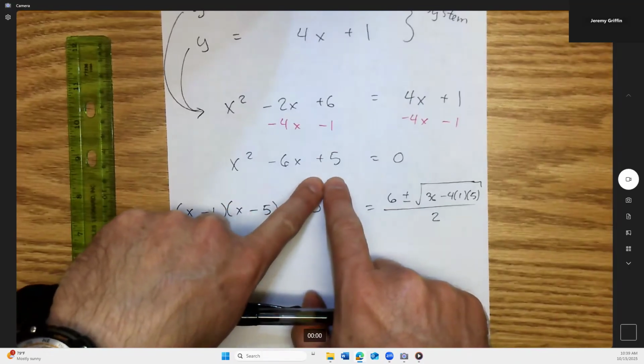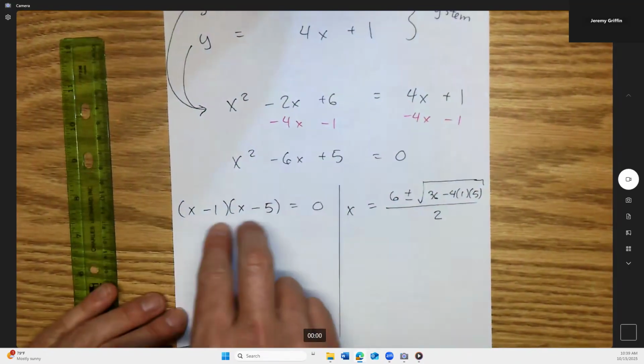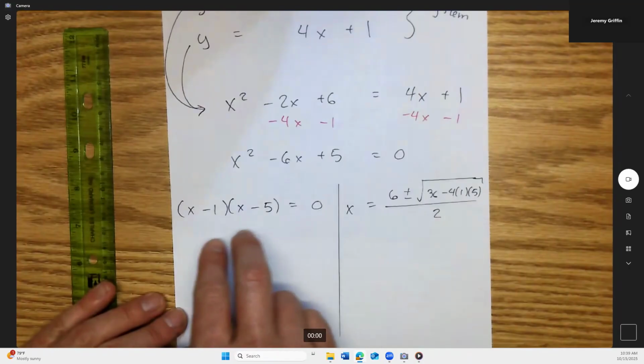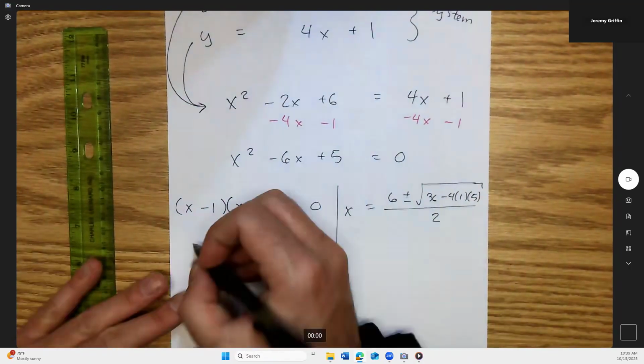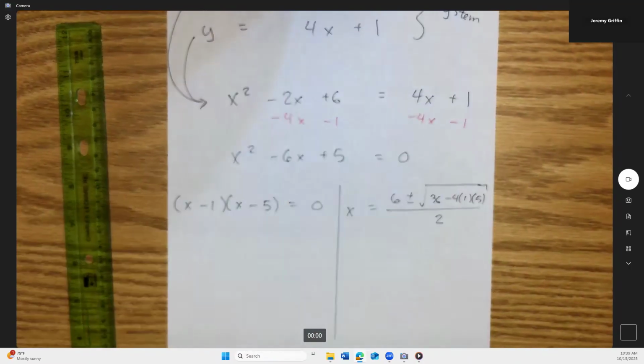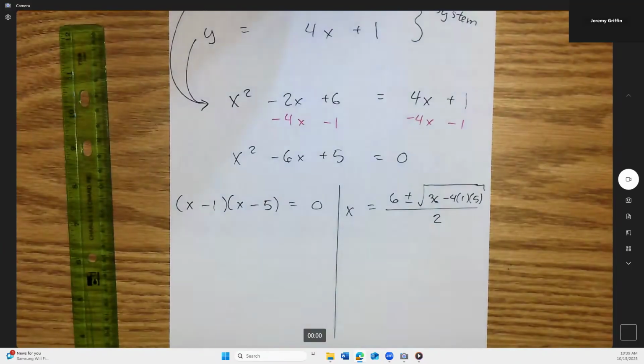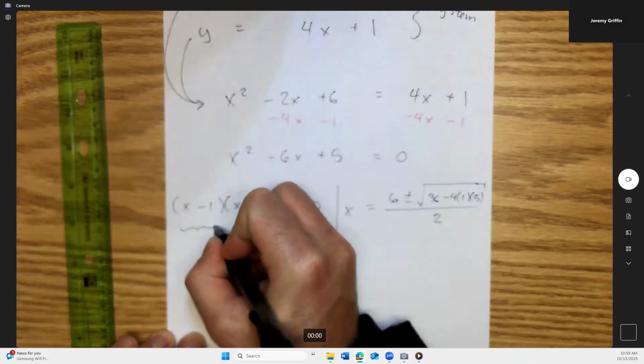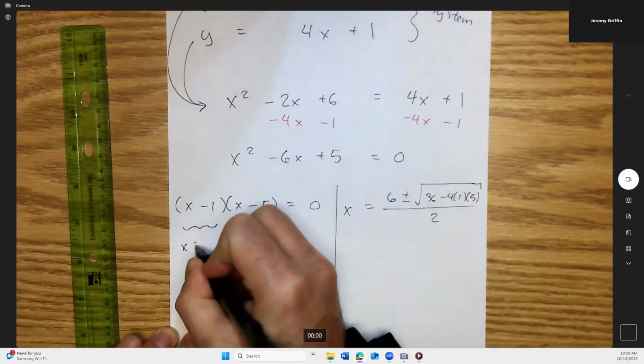You guys, what is negative 1 times negative 5? Positive 5. Okay. Now, since this times this is equal to 0, that means if either piece is 0, the whole thing is 0. So for that, guys, what could x be from just this part right here? X could be what?